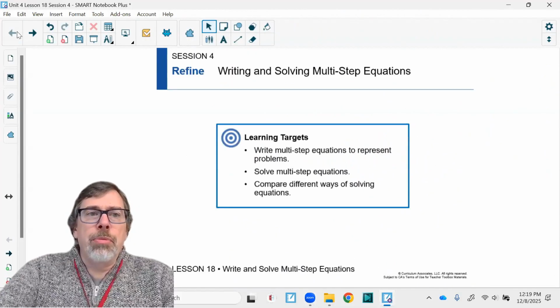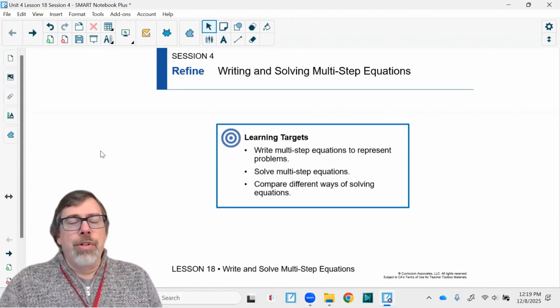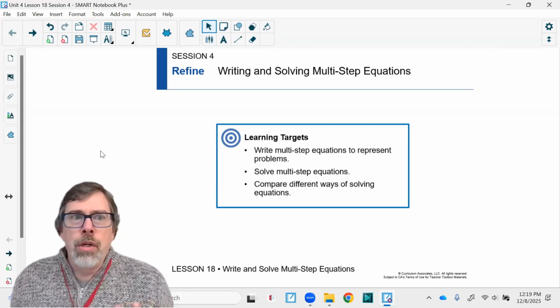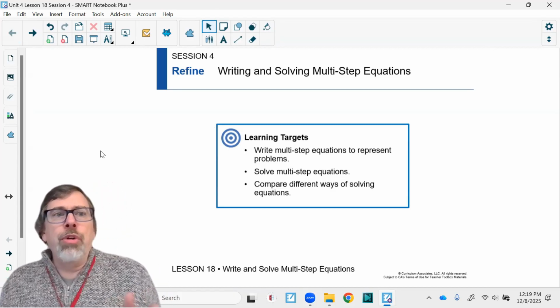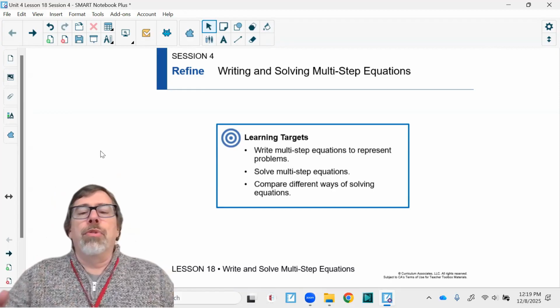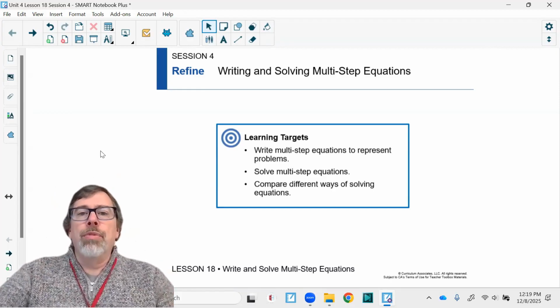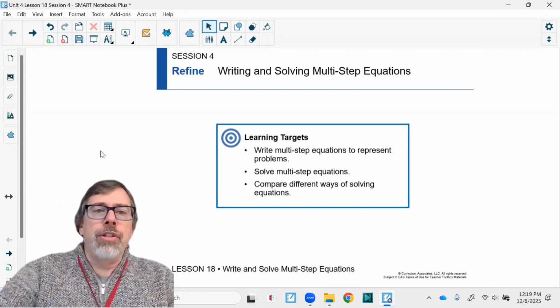Hi there, Mr. Holcomb here with another lesson in pre-algebra. I wasn't on page 1, my fault. Oops. Unit 4, lesson 18, session 4. So we're wrapping up lesson 18 here. We're writing and solving multi-step equations.